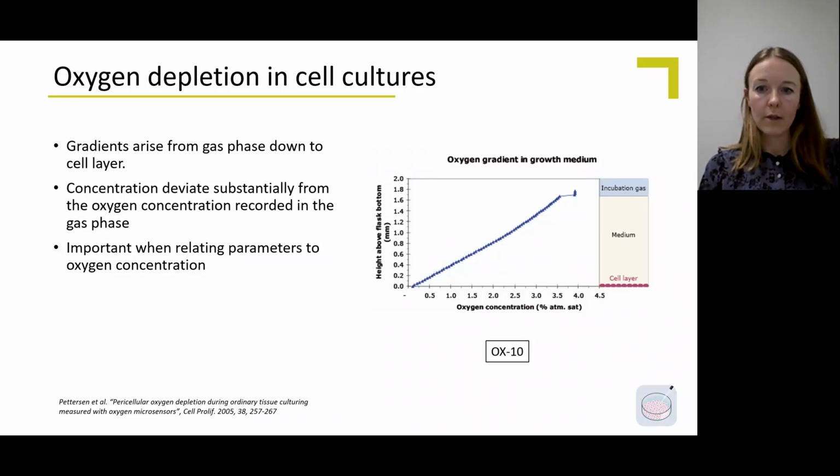They could see here a decrease of oxygen when going from the gas phase of 4% oxygen and then going down through the medium down to the cell layer. So you can really see here that there is a difference in the oxygen concentration that the cells experience and the oxygen concentration in your incubator. And this is, of course, important when you relate parameters to the conditions that the cells are actually experiencing.